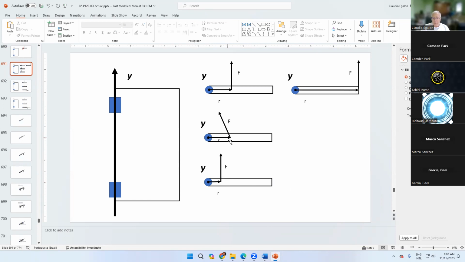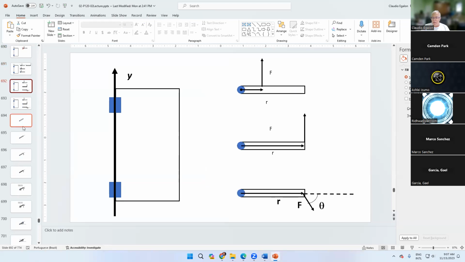It is going to depend on this angle that you see here. We cannot say for sure that this one is larger than this one, or that this one is larger than this one. We need to know the angle and the distance R, so you can come up with a proper judgment. But definitely this one is larger than this one, and this one is larger than this one. But this one is also larger than this one, because all those force vectors have the same magnitude.